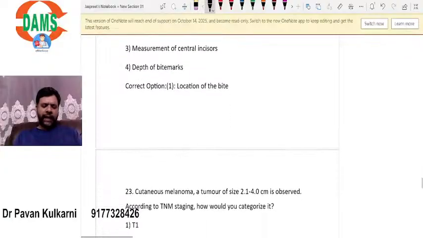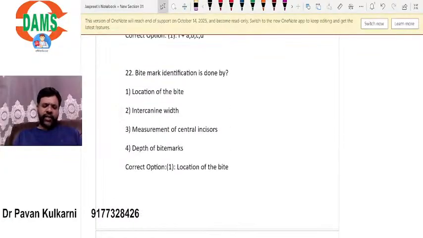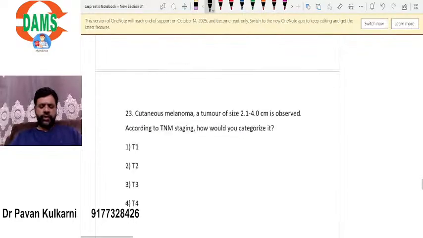Okay, bite mark identification is done by location of the bite, intercanine width, measurement of central incisors, depth of bite marks. The most important here, you have to identify mainly by the location of the bite mark. This is a simple straightforward question.